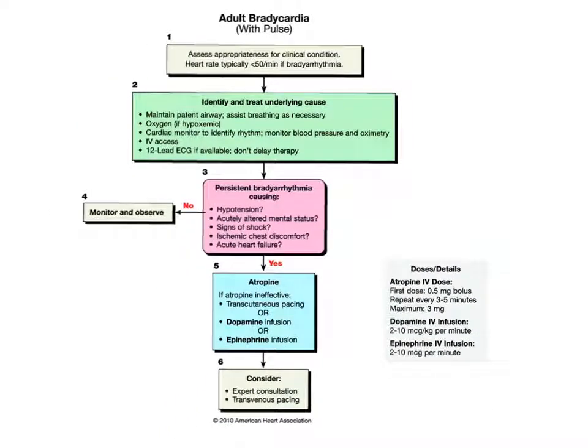Next thing that they're looking at is how symptomatic this patient is. Are they truly hypotensive? Loss of a radial pulse or a very low measured blood pressure? Are they acutely altered? Do they have signs of shock? Is this chest discomfort due to ischemia, which again the 12 lead would be necessary to determine? Are they in acute heart failure? This is exactly the same pink box, box number 3, as we use in the tachycardia algorithm. We used to refer to this as stable or unstable, and now it's more helpful to think of it in terms of: are they severely symptomatic, or are these mild symptoms where we can be relatively conservative?